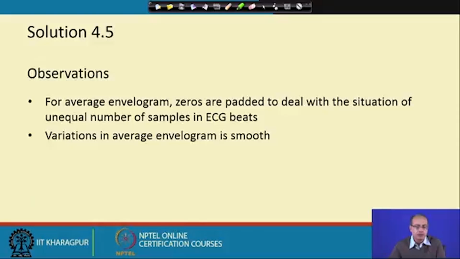The next point is that the variation in the average envelopegram is smooth, that averaging is actually helping us to subdue the variation, and that has a positive effect in getting the envelope of the signal. Okay. So, that is the benefit we get out of the average envelopegram.